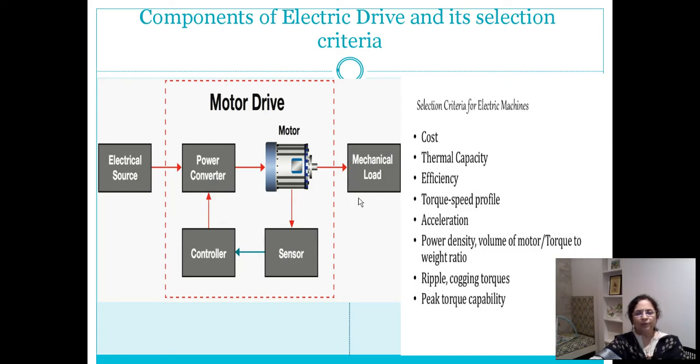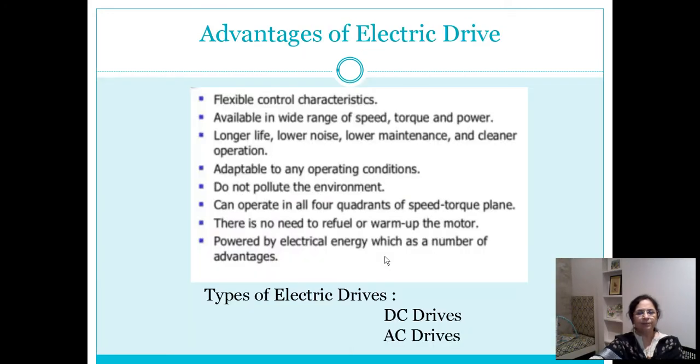The main component of this drive system is the motor, which decides whether we will call this drive an AC drive or a DC drive. And these are the selection criteria for electric machines. While designing the drive, the motor is selected based on these parameters. We can just have a look at all these parameters.